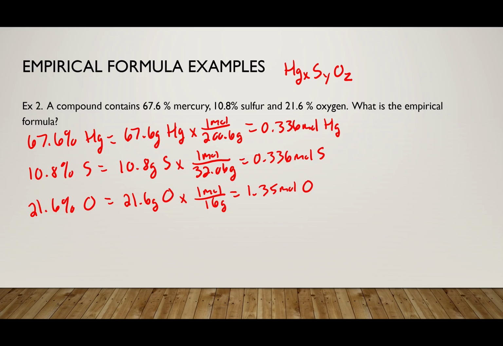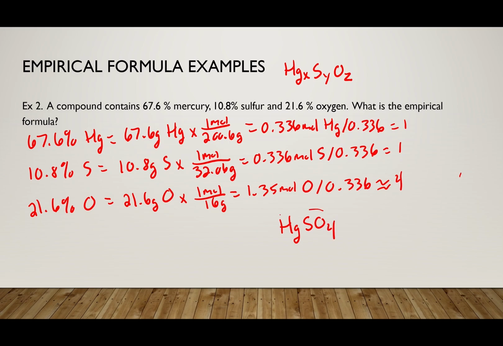We will take the smallest number and divide them all. Our smallest number here is 0.336. This gives us 1, this also gives us 1, and this gives us about 4. So this tells us that we have 1 mercury, 1 sulfur, and 4 oxygens. Here is our empirical formula for this mercury sulfate from the problem.